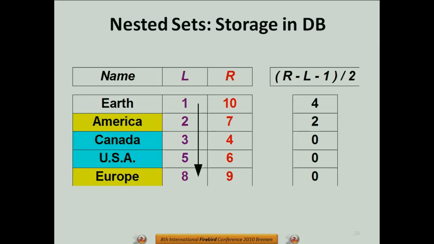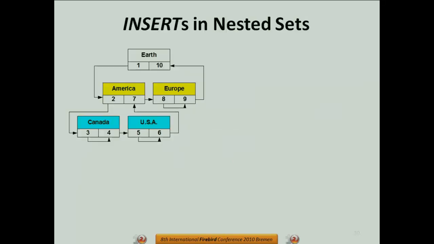Okay, how can you store those in a database? That's easy. We just need a field for L and a field for R. And in my example, I made a computed field, which is just computed by this formula by R and L. So in every node, you can directly see how many children it has.